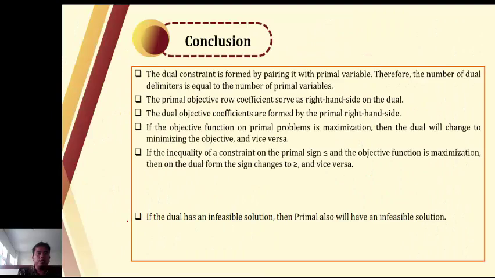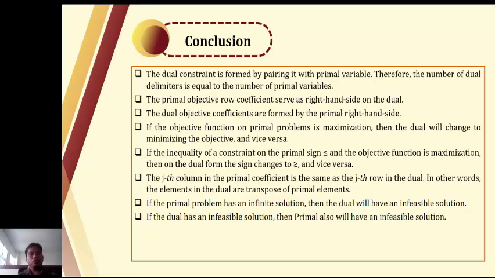Okay, this is the conclusion. The constraints are formed by pairing, because the dual and primal are a pair. Each constraint pairs with a primal variable, therefore the number of dual constraints is equal to the number of primal variables. The primal objective row coefficients serve as the right-hand side of the dual, as I described on the previous slide. The dual objective coefficients are constructed from the primal right-hand side.